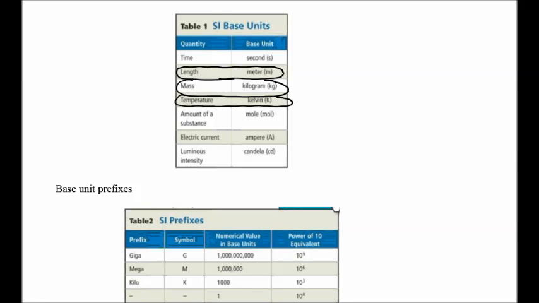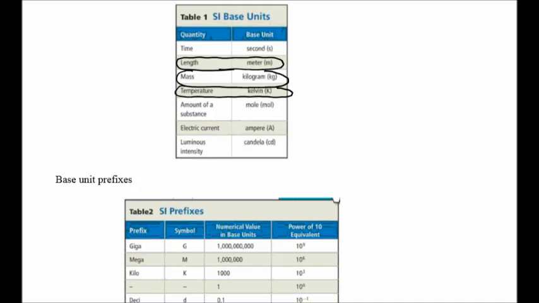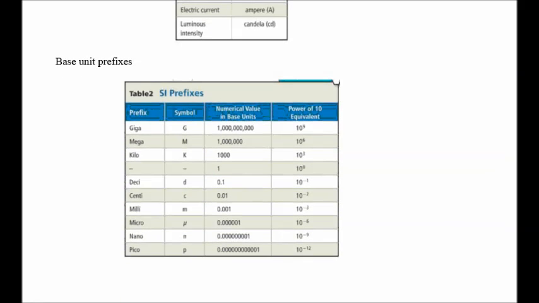To extend the base unit, we use prefixes. So again, you should be familiar with the kilo, which means 1,000. So a kilogram is 1,000 grams. The main ones we use are the kilo, the centi, and the milli, although you will be responsible for more.